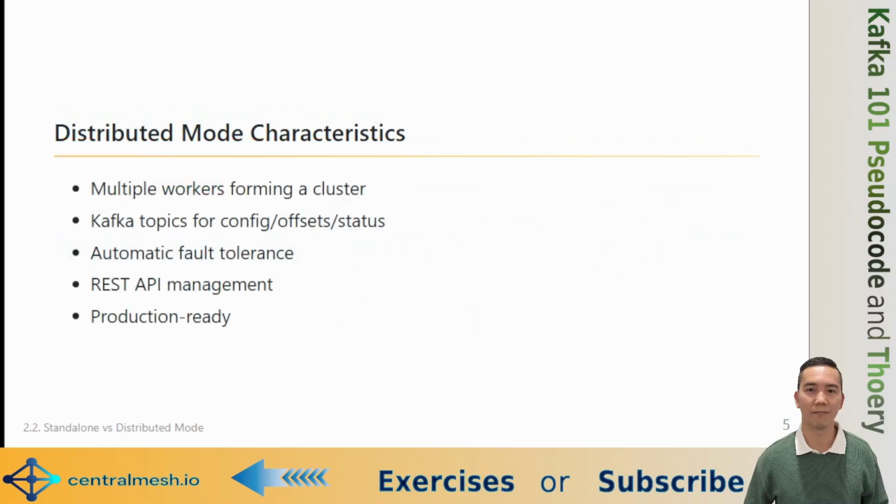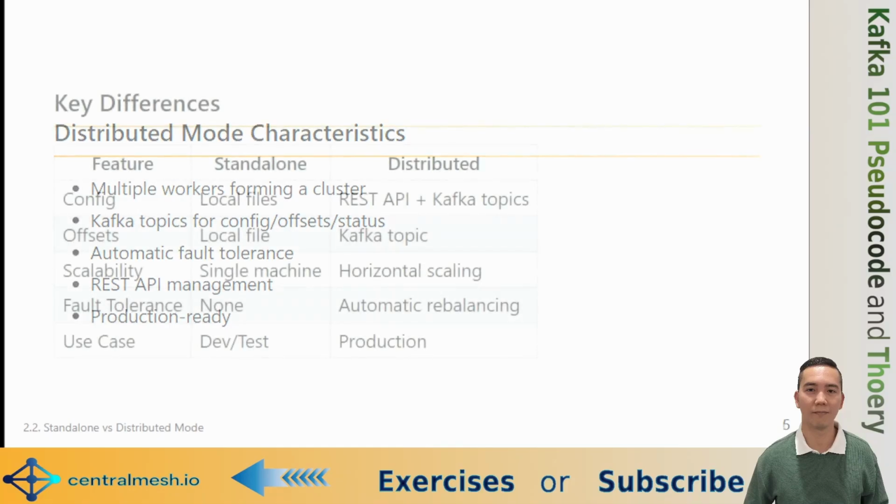In this setup, Kafka Connect becomes a fully distributed system. Configuration, offsets, and status are all stored in Kafka topics. This means they are replicated, durable, and shared across all workers. If one worker fails, the remaining workers automatically take over its tasks. The system rebalances itself without manual intervention. This is what makes distributed mode suitable for production workloads.